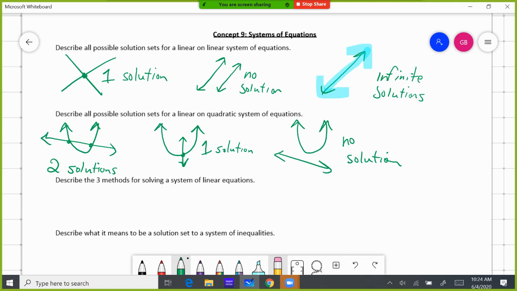Describe the three methods for solving a system of linear equations. Okay, so the three methods are by graphing, by substitution, and by elimination. And I'll show you some examples below.